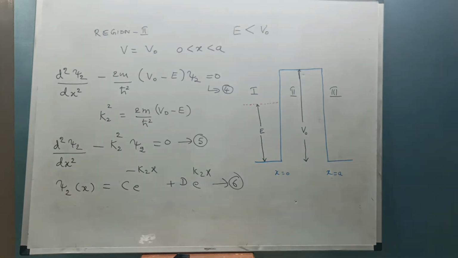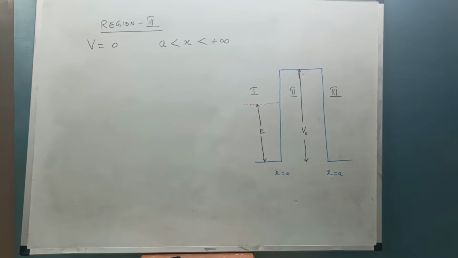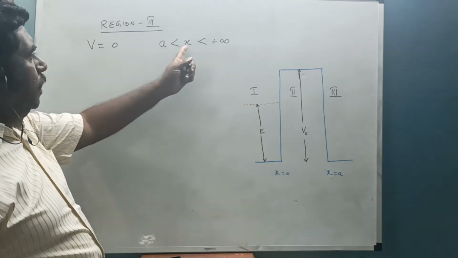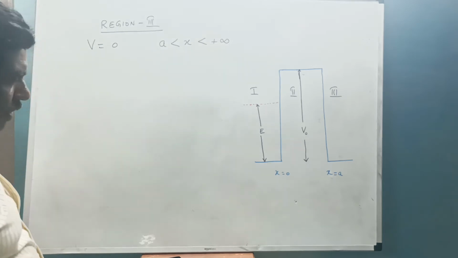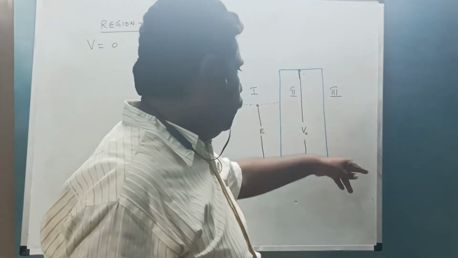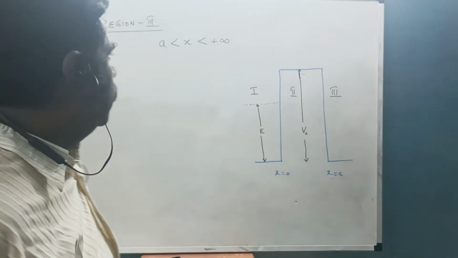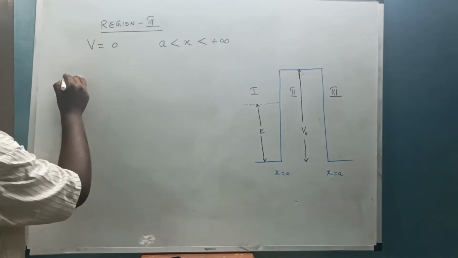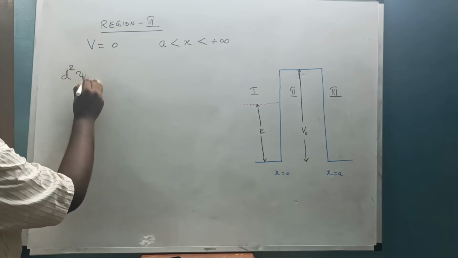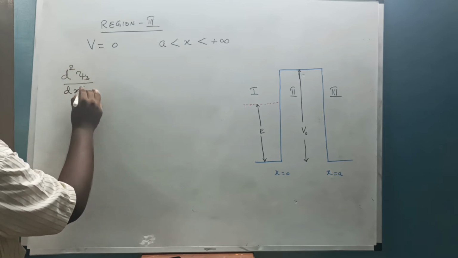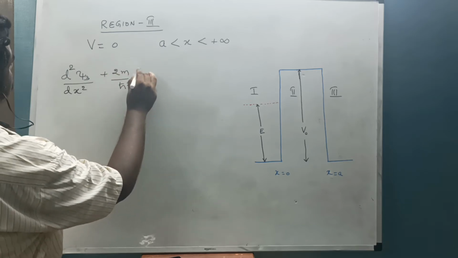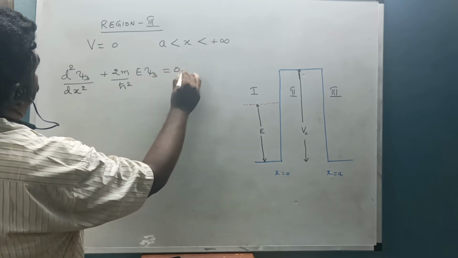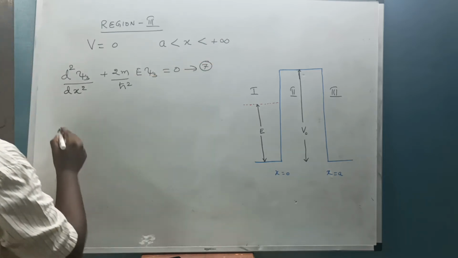Now we have to go for the third region. For the third region, the potential is 0. In that region, the value of x is greater than a but less than plus infinity, which means that the particle is coming out of the barrier, which is available in the third region. So for the third region, the Schrodinger equation is d square psi 3 divided by dx square plus 2m by h cross square E into psi 3 equal to 0. This is equation number 7.